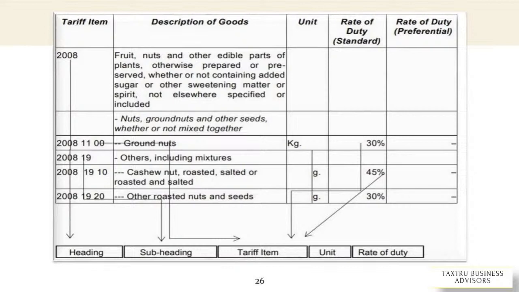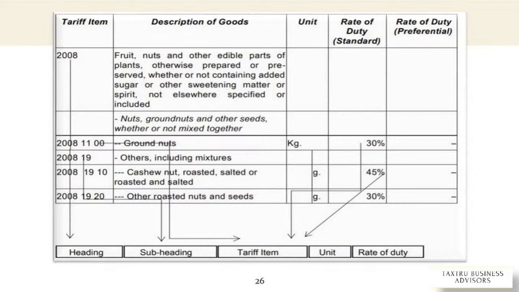Suppose this is very broad, if you see, like fruit, nuts. They have not specified what sort of fruit, nuts. So then you go to the subheading. Subheading is what? 2008-11-00. It speaks about ground nuts. So there is a rate of 30% on that. Now you see there is a single dash. It means this fruit, nuts heading is subdivided into a further category which speaks about nuts, groundnuts and other seeds. Now this particular heading is also further classifying groundnuts differently.